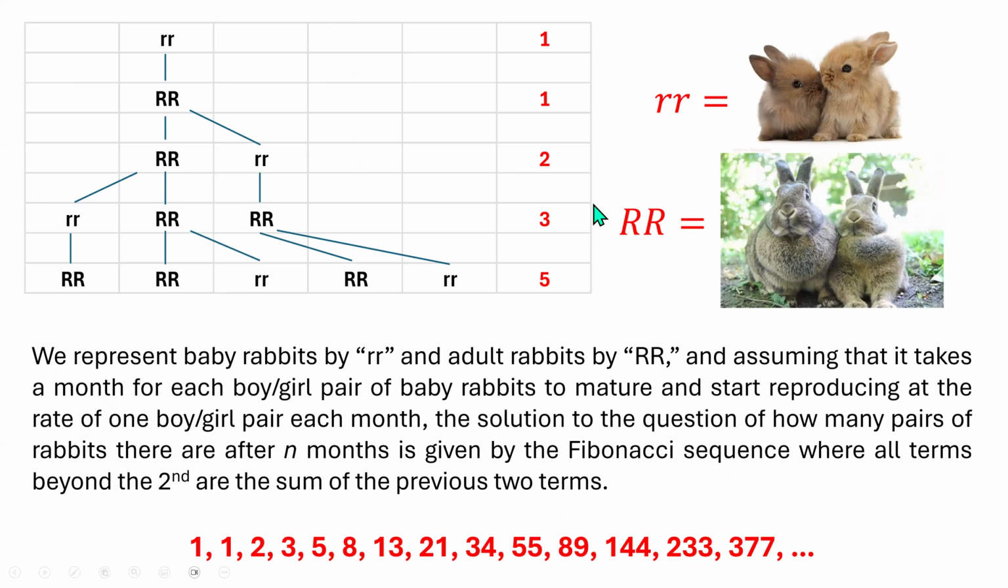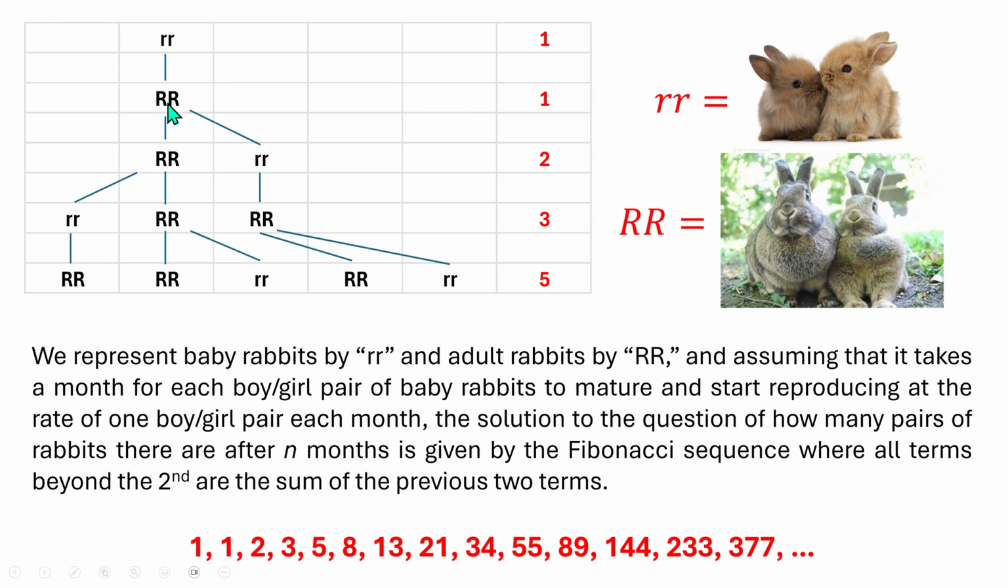Well, we can analyze the problem this way. We'll let a couple of small letter r's represent the baby rabbits, and capital letter r's represent the adult rabbits. So we start out in the first month with a pair of baby rabbits, one male, one female. It takes them a month to mature, so a month later we got two adult rabbits, but still just one pair.